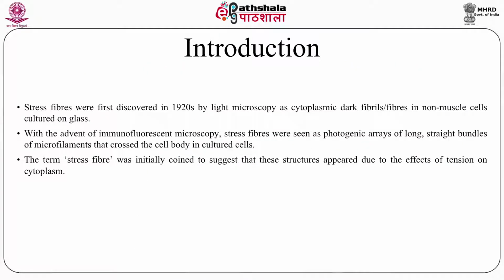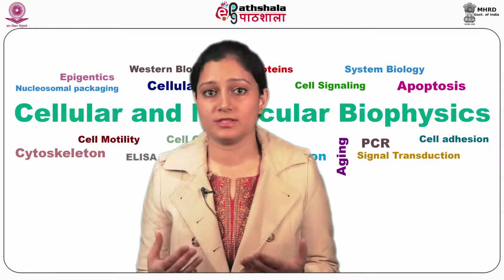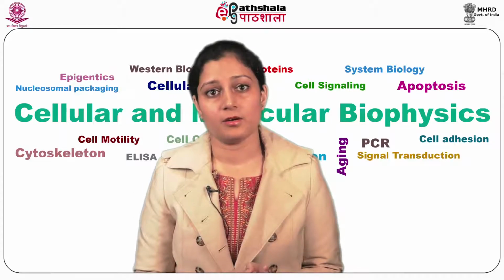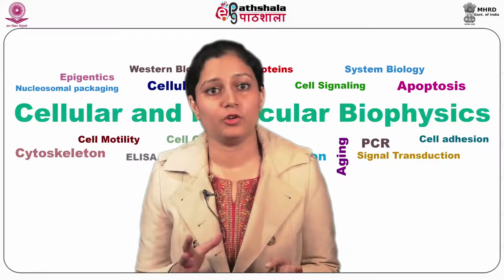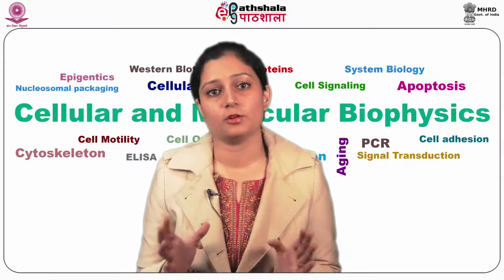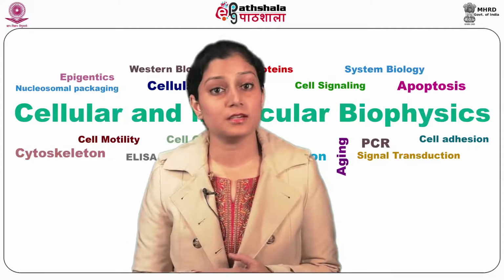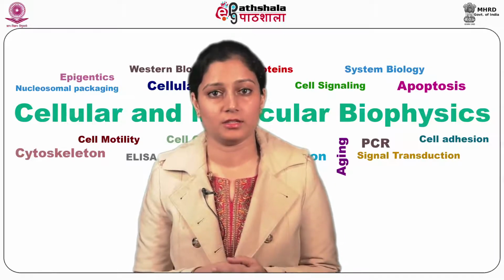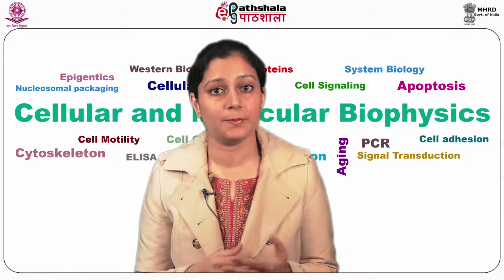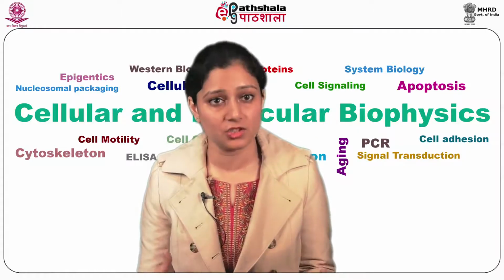Stress fibers were first discovered in the 1920s by light microscopy, and it was seen as cytoplasmic dark fibrils or fibers, especially in non-muscle cells which were cultured on glass slides. Now, with the advent of immunofluorescence microscopy, stress fibers were seen as photogenic arrays of long, straight bundles of microfilaments that cross the cell body in cultured cells.